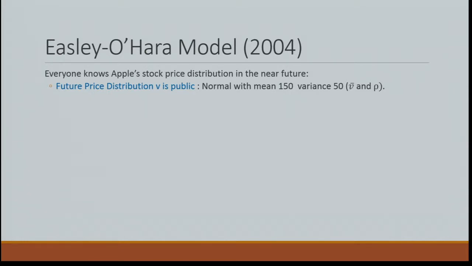But when information comes into play, that is no longer the case. This model will try to show that. So how does this model work?